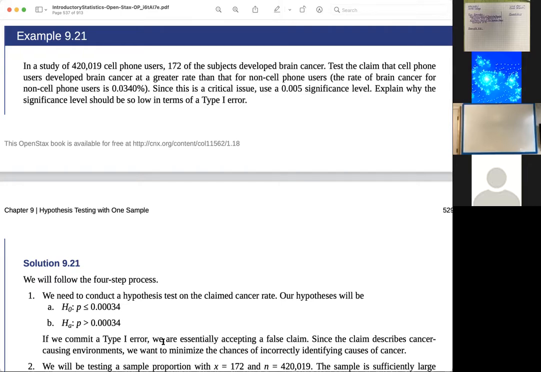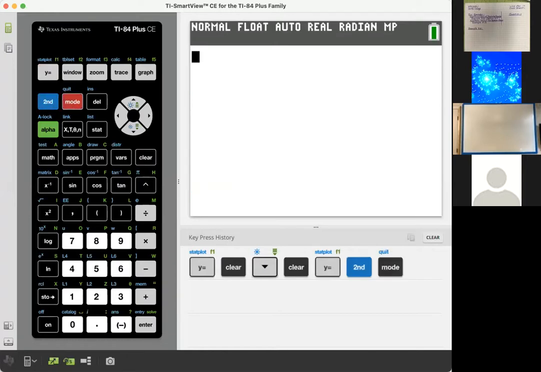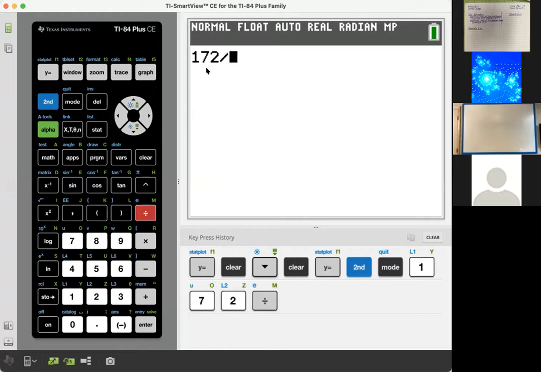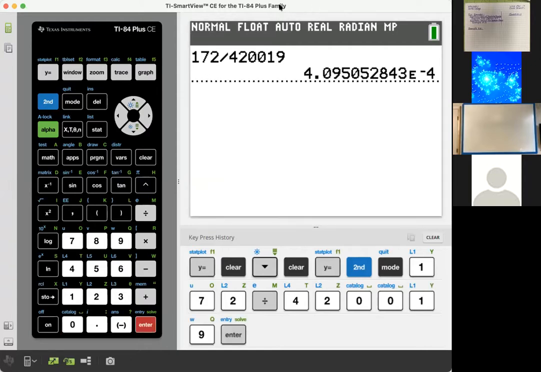What about this 172 people out of 420,000? I'll pop to my calculator for a second. Here's my calculator. What is 172 divided by 420,000? Now check this out. This is 4.09 times 10 to the negative fourth.